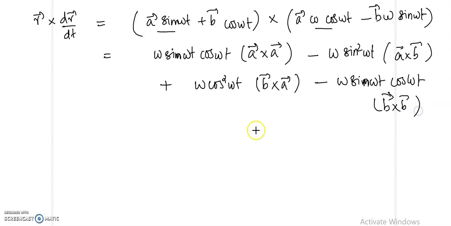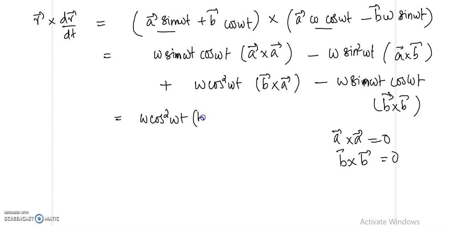Okay, now as you know, for cross product, a cross a will be equal to 0 and b cross b also will be 0, so that will be equal to, so these two will be 0, remaining will have omega cos square omega t b cross a minus omega sin square omega t a cross b.